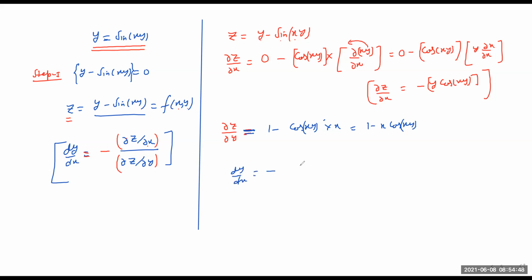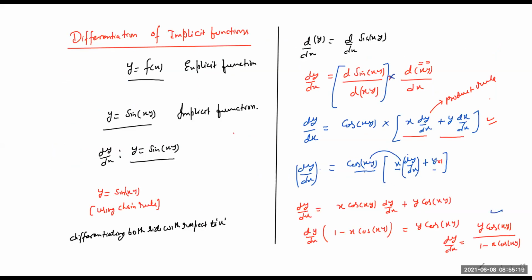Now dy by dx is how much? Minus. The first term was minus y cos xy, and the second term is 1 minus x cos xy. So it becomes minus y cos of xy over 1 minus x cos of xy. And what is the answer in the beginning? See, the answer is same.